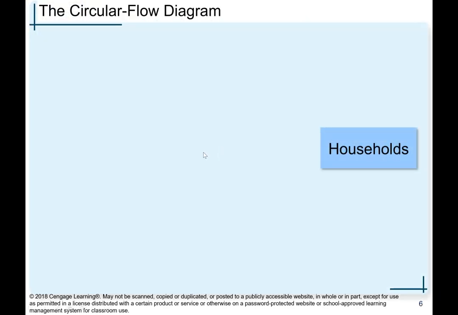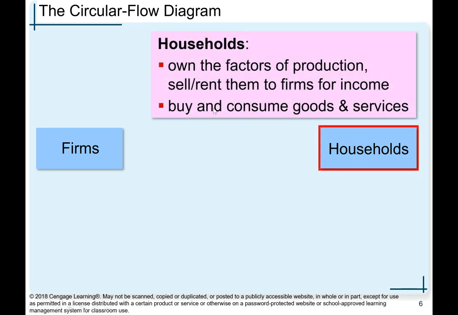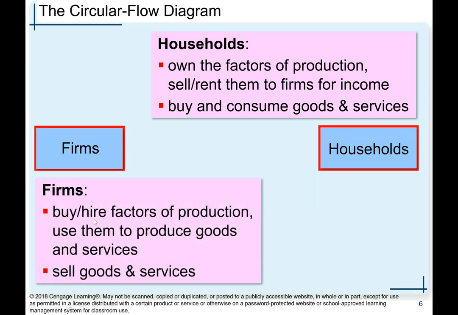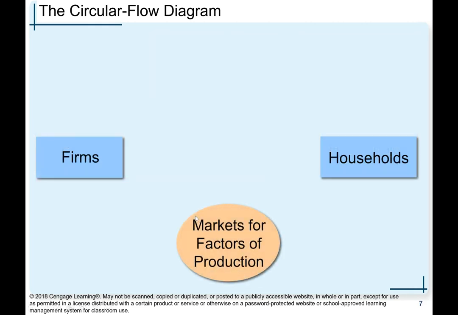So this is what the circular flow diagram looks like. The two institutions are households and business firms. Households are on the supplying side of resources. So households own the factors of production and they sell or rent them to firms for income. But they also buy and consume goods and services produced by the firms. On the other hand, the firms are on the buying side, or the demand side, of the factors of production. They use the factors of production to produce goods and services, and they sell those goods and services to the households. The two institutions interact in markets.